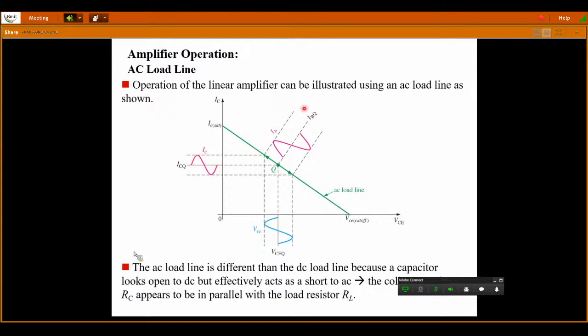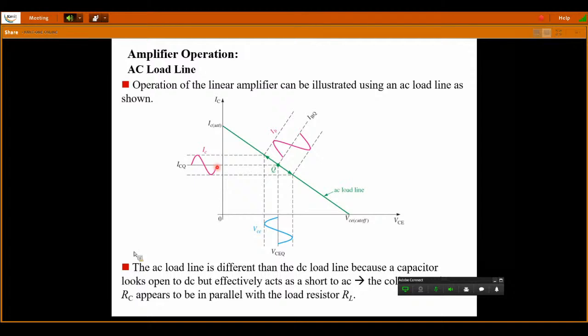When the base current is transferred through the input signal source, the output collector current is amplified. IB and the collector current are in phase. This is also superimposed on the quiescent value due to the DC biasing. So the AC collector current is flowing through the collector terminal.